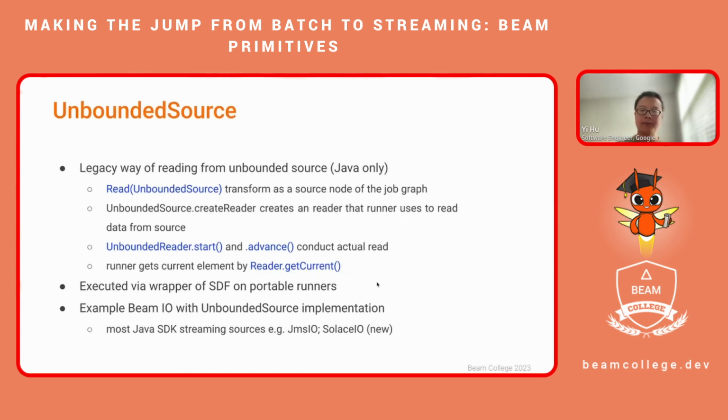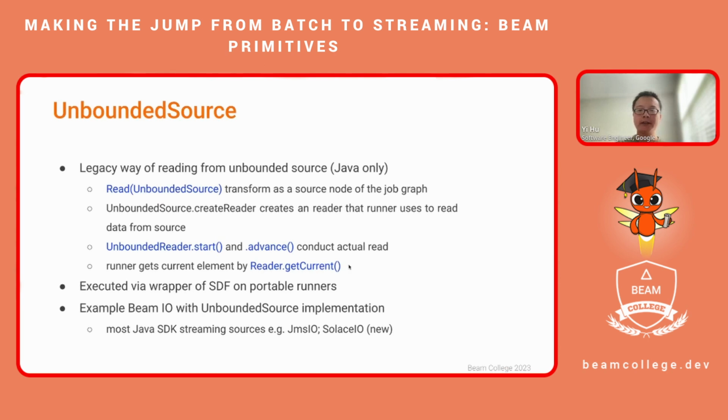Arguably, this is an easier way to read from a source. The API arguably is easier and more straightforward. That could be why it's still popular. But it's much less versatile than the splittable DoFn because it has to be a source node of the job graph.